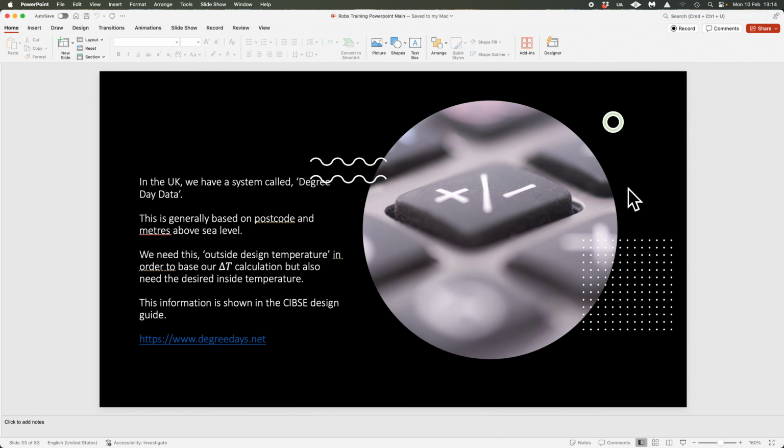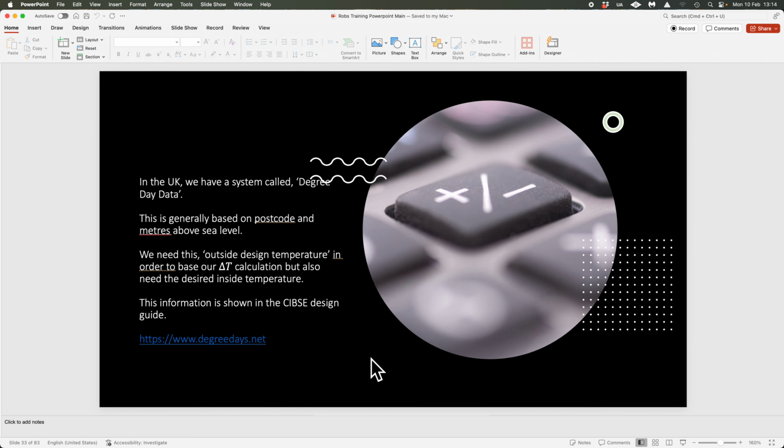So before we do that, we have a thing in the UK, it's called degree day data. Now this is based from CIBSE. You can check out the link at the bottom there, degreedays.net, to get a free calculator for this, which is really, really good if you need to do bespoke calculations. Most software has it built into it, which is just postcode and that sort of thing. So you find out what your degree day data is.